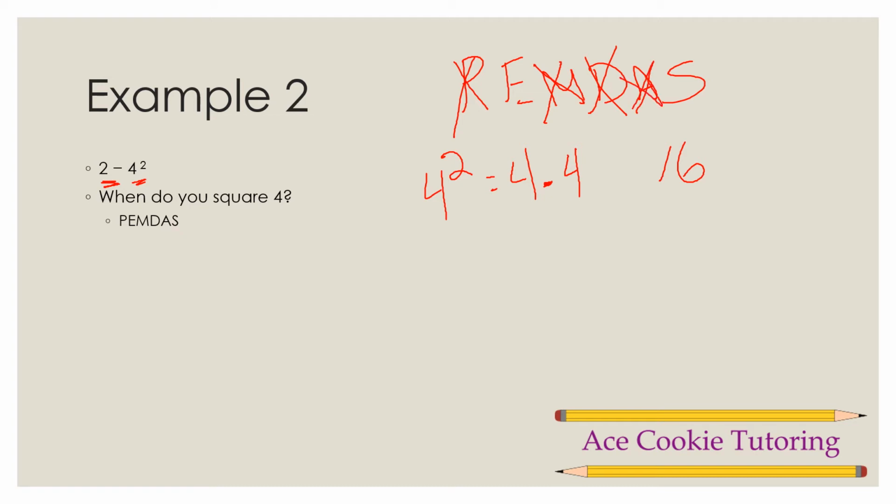So I have to keep the original problem in the same order. I'm just going to bring over the 2 minus, and then I now know 4 squared is 16. So here's another problem that hopefully looks familiar. I have 2 minus 16, which gives me a negative 14. So the takeaway here: I had to do 4 squared, or 4 to the power of 2, first before I even worried about that subtraction sign.